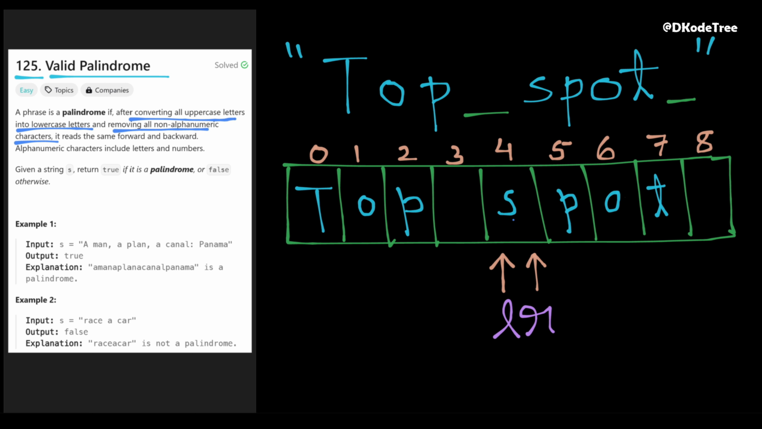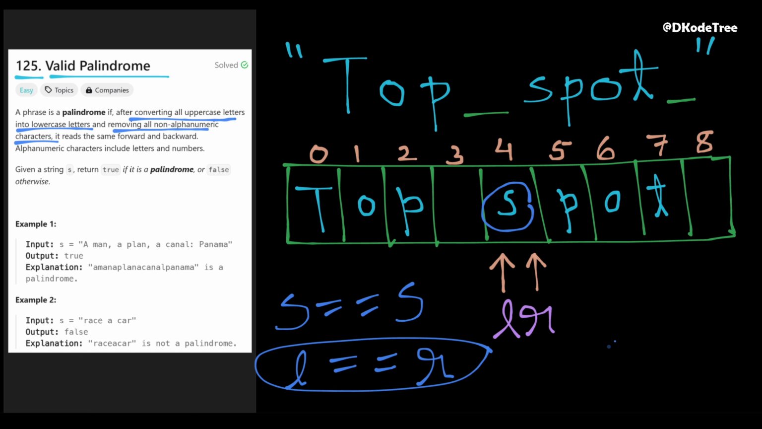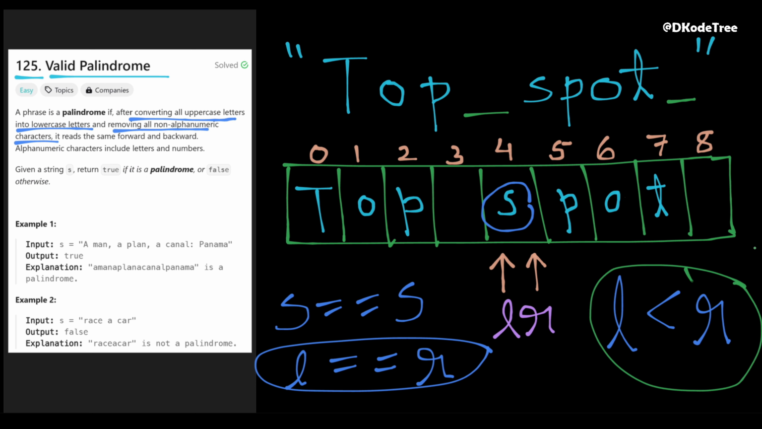Now our left and right both are pointing at S, and comparing a value with itself will always match. So in this case we don't need to check the L equal to R case. Running the loop only till L is less than R is enough for this question. As both the left and right are pointing to the same position, we can break out of the loop and return true.